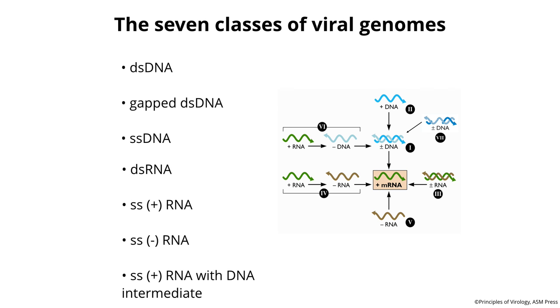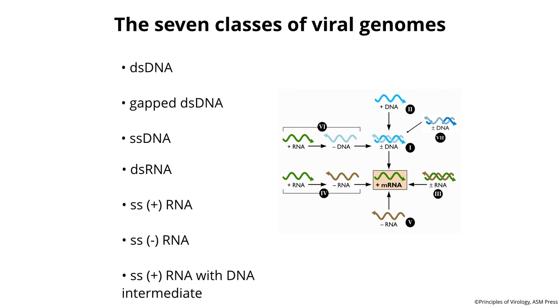Of course, it can be linear or circular. Those things will come up later. But the key features are whether they're single or double-stranded or gapped. And we have more kinds of RNA. We have double-stranded RNA. Then we have single-stranded RNA, either plus or minus polarity.